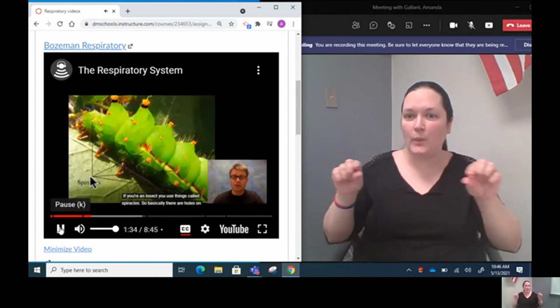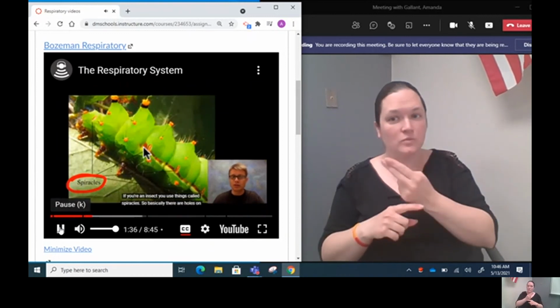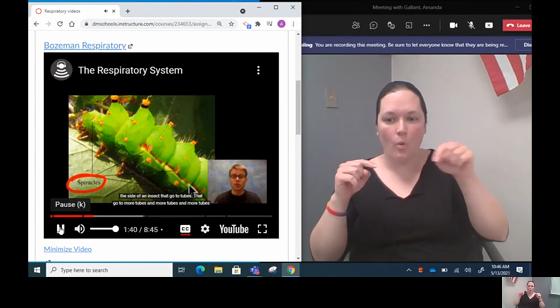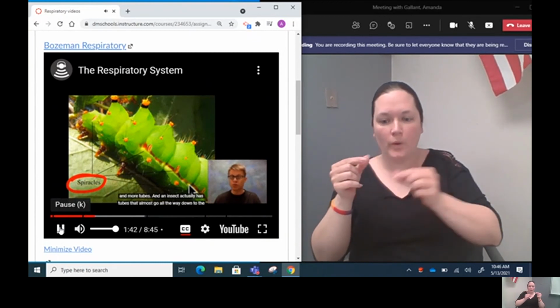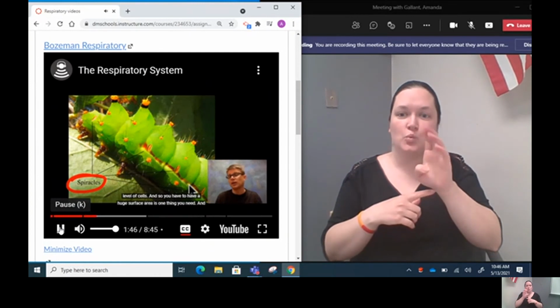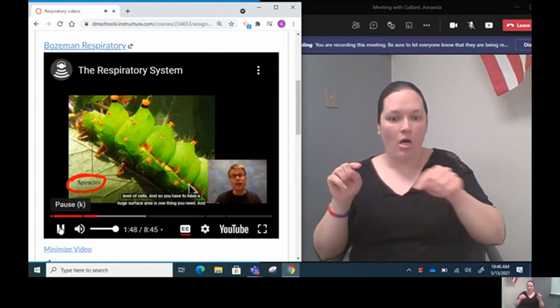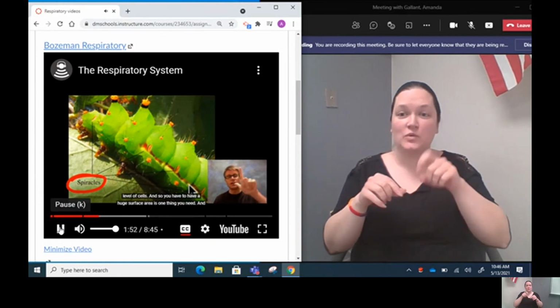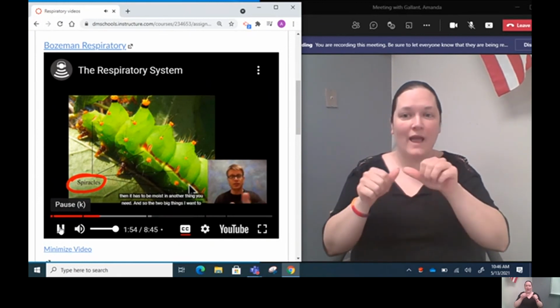If you're an insect, you use things called spiracles. So basically, there are holes on the side of an insect that go to tubes, that go to more tubes and more tubes. An insect actually has tubes that almost go all the way down to the level of cells. And so you have to have a huge surface area is one thing you need, and then it has to be moist is another thing you need.